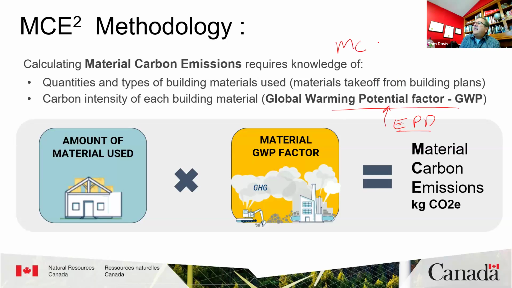For MCE Squared, it has 10,000 EPDs in its database. So we have the global warming potential for 10,000 different building materials. Is that all of them? No, but it's a good start. And there's a lot of opportunity to reduce that going forward.